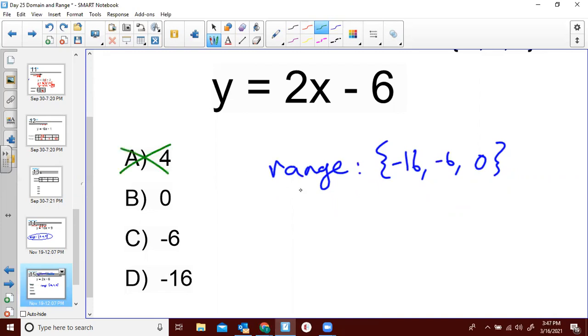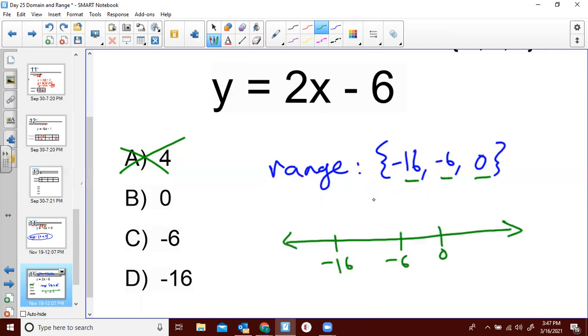Notice A is out because it's not even in our range. Well, between -16, -6, and 0, which one is the biggest? Do not make a silly number line mistake. We know 0's here, -6 is here, -16. The bigger numbers are further to the right on the number line, so our answer is B. Or just to show you, -16 is less than -6, which is less than 0.